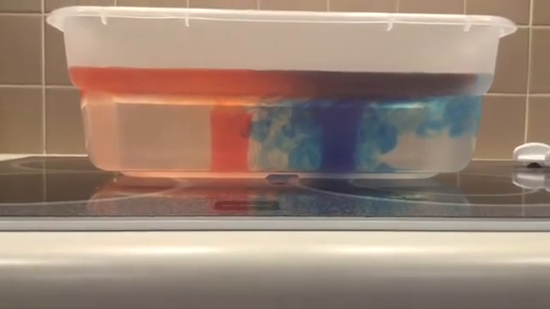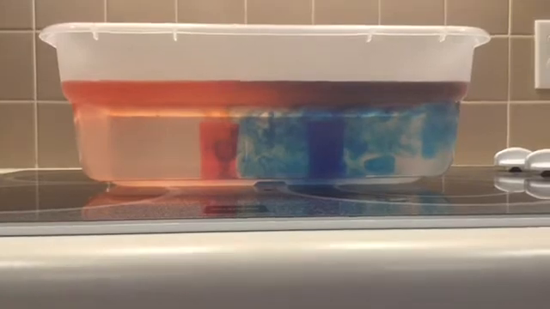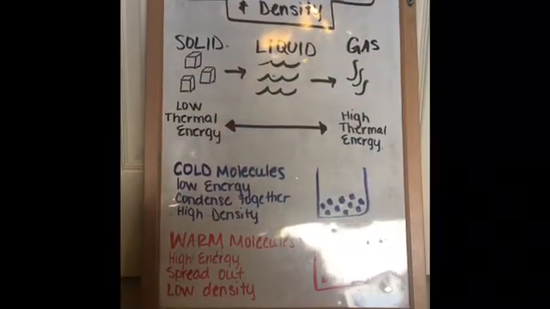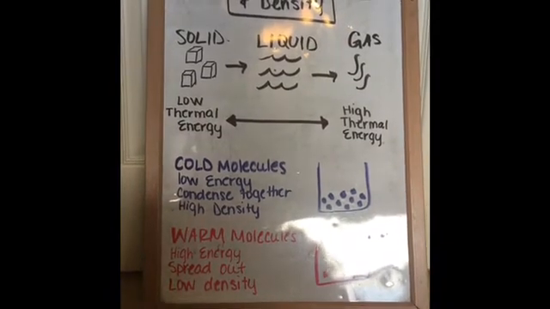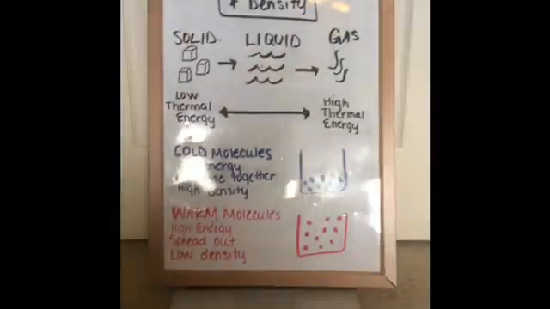We're going to be talking about today thermal expansion and how that's related to density, and then the types of convection currents that we see around our planet. Here we're going to look a little bit more at thermal expansion and how that relates to density.